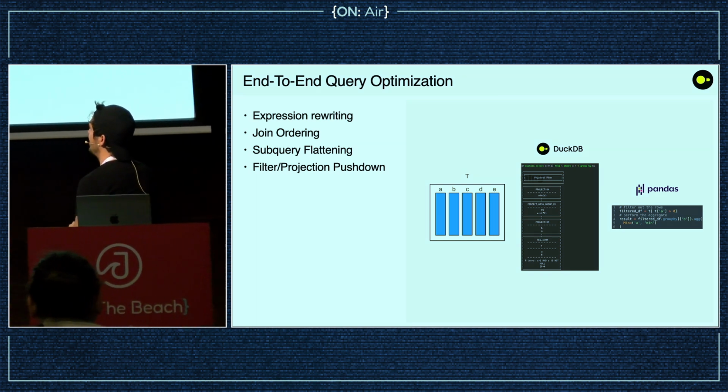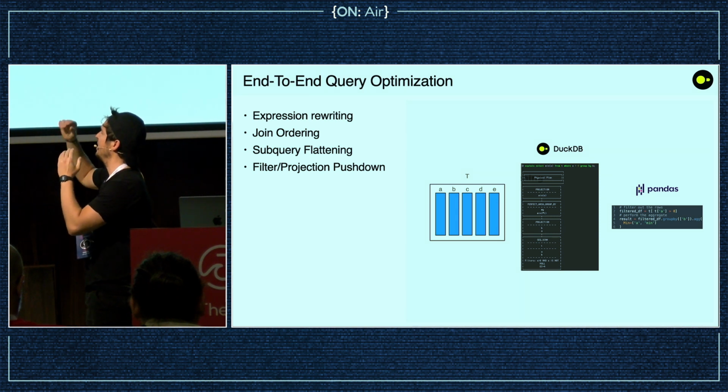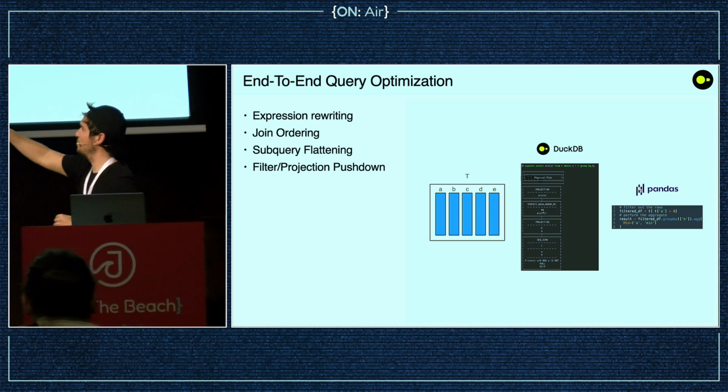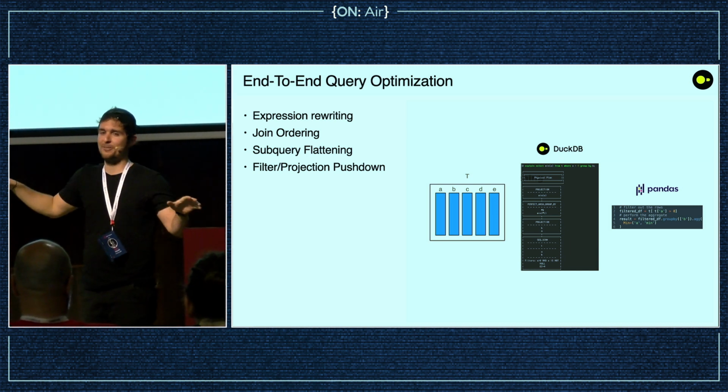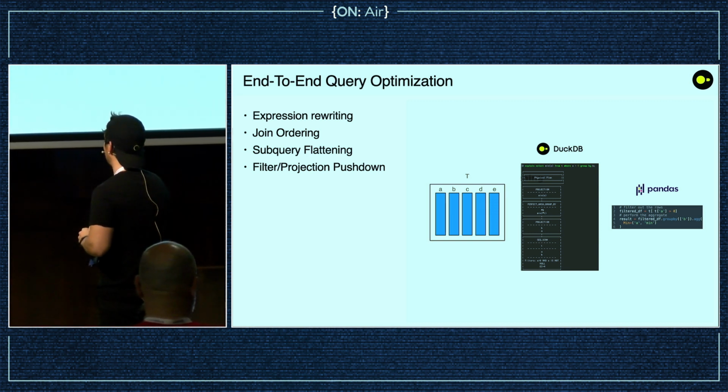End-to-end query optimization. Of course, in DuckDB, we do things like expression rewriting, join ordering, subquery flattening, filter and projection pushdown. Filter and projection pushdown are the basic ones. That's what I would expect any system that does queries to do.